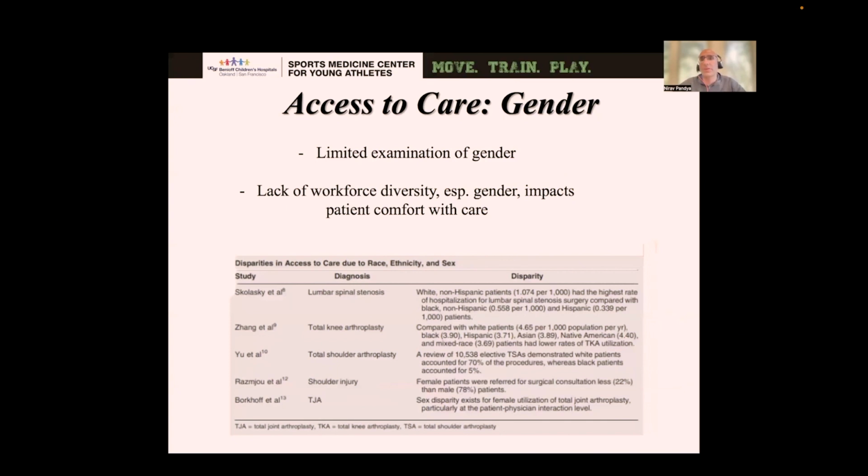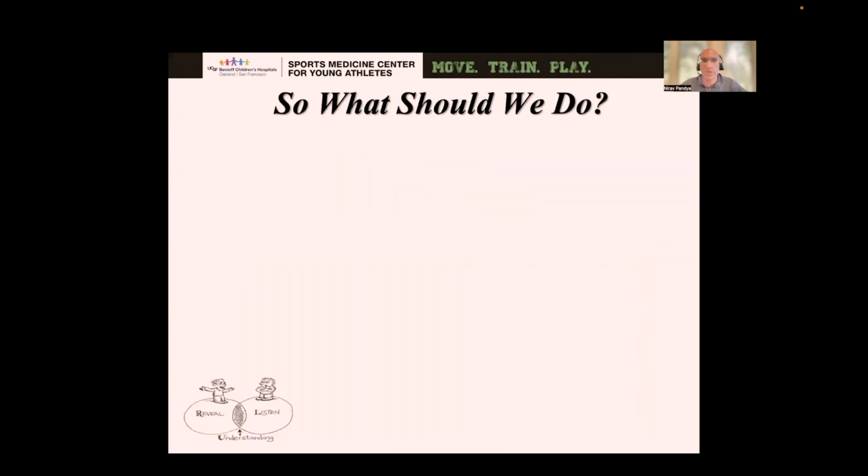And we see the same thing in gender as well, although there's much less literature looking at gender. There's a lack of workforce diversity, so just as an African-American patient may be more willing to engage in treatment if they have an African-American provider, a female patient also is potentially more willing to engage in treatment or have trust in the healthcare system if they have a physician who identifies similarly to them, and there's more comfort with that care. So once again, you see that as well in spine surgery, total knee arthroplasty, shoulder injuries, etc.